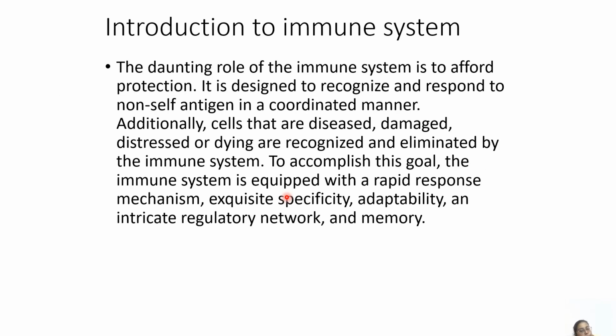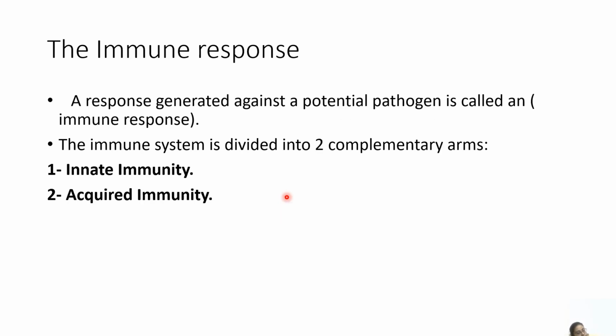So the role of the immune system is basically to afford protection, right? It is designed to recognize and respond to non-self antigen in a coordinated manner. Additionally, cells that are diseased, damaged, distressed or dying are recognized and eliminated by the immune system. To accomplish this goal, the immune system is equipped with a rapid response mechanism, exquisite specificity, adaptability, an intricate regulatory network and memory.